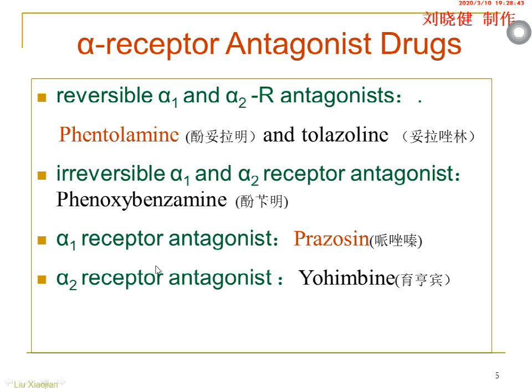And based on the selectivity to the subtype of alpha receptor, these drugs also can be divided into alpha-1 selective antagonists, whose representative drug is prazosin, and alpha-2 receptor antagonists, such as yohimbine. So here, on this slide, I give these two drug names in red color. It means these two drugs are more important in this chapter.